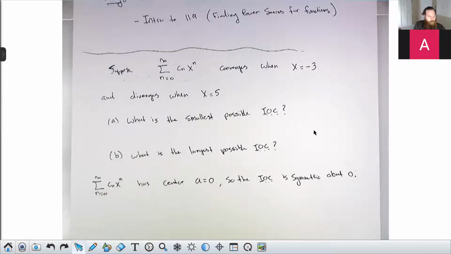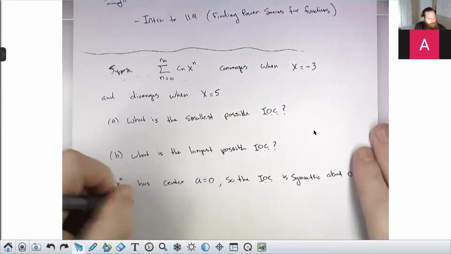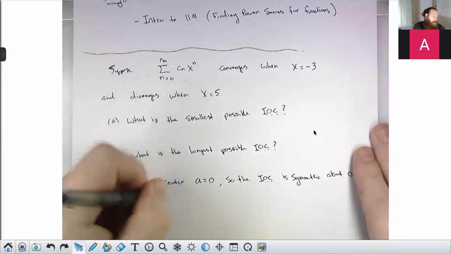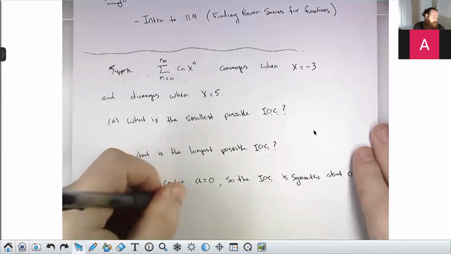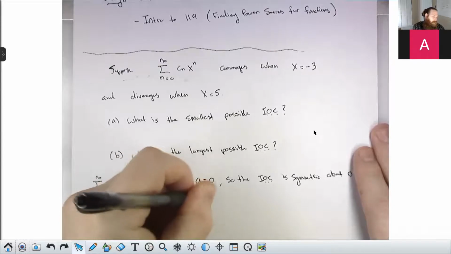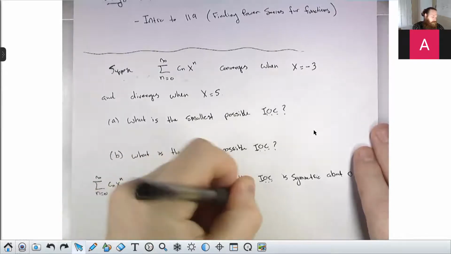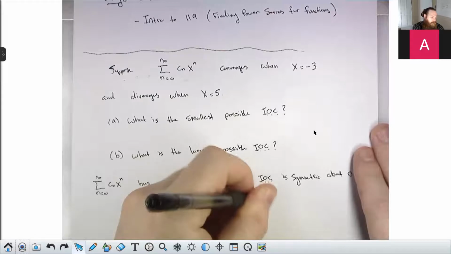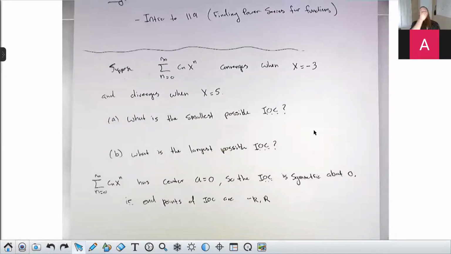So if we wanted to write that down, the endpoints of the IOC are negative r and r, where r is the radius of convergence.